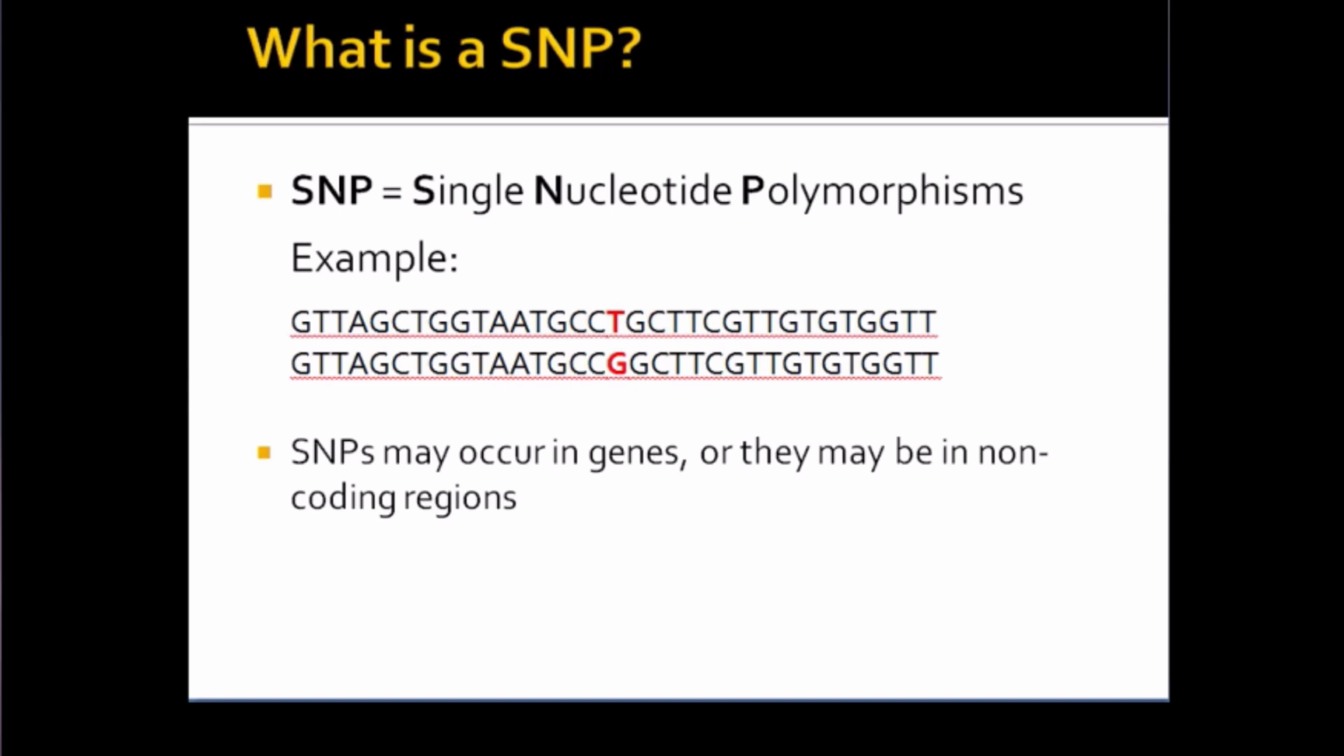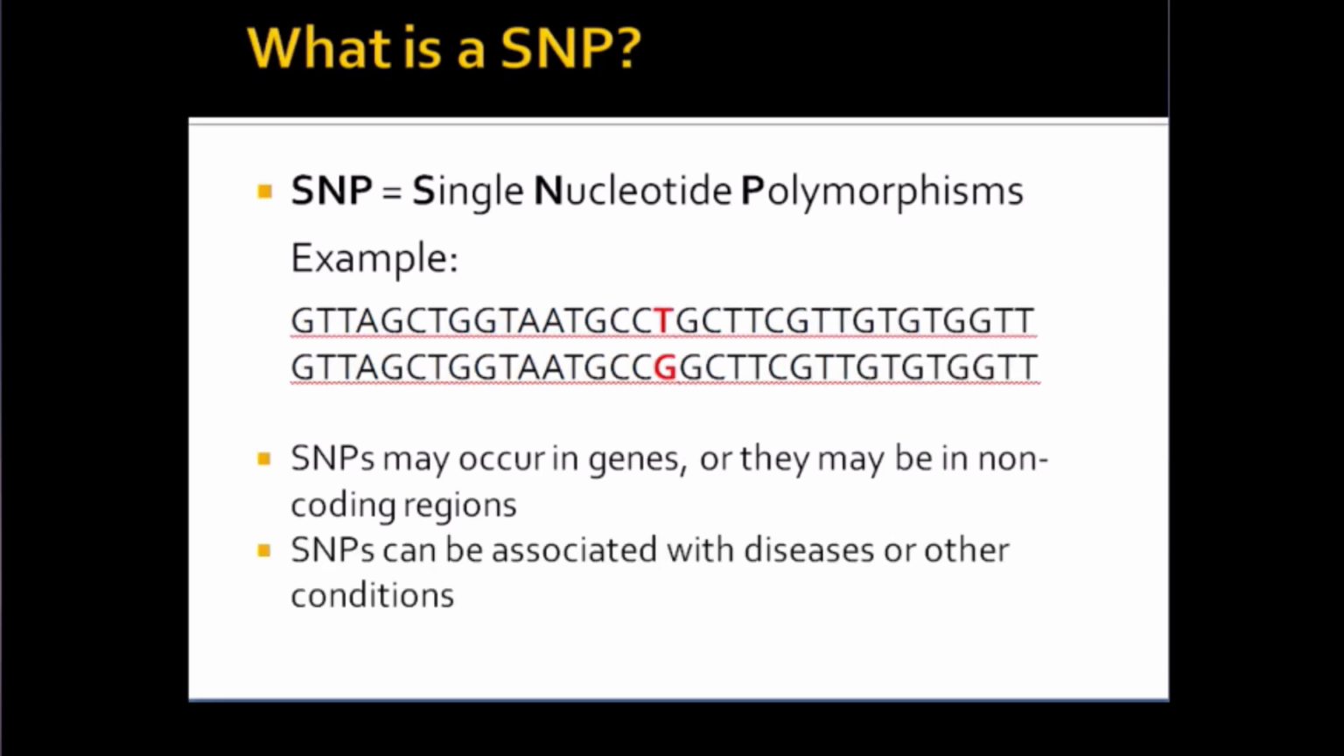These differences may occur in genes where they may have some functional impact on the protein that is translated from that DNA, or they may be in non-coding regions. But in either case, these SNPs can be associated with diseases or with other conditions.